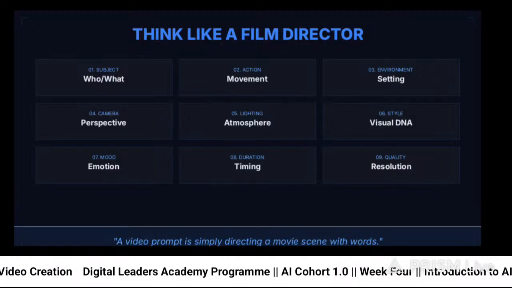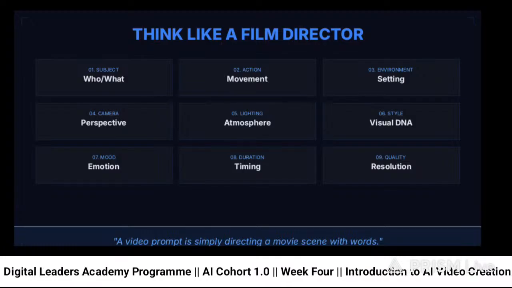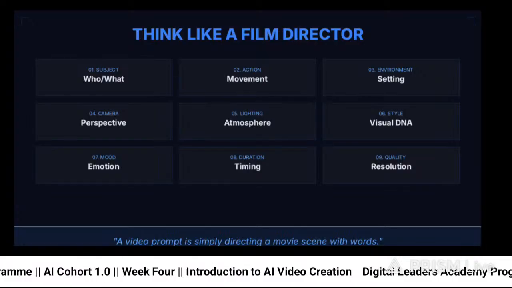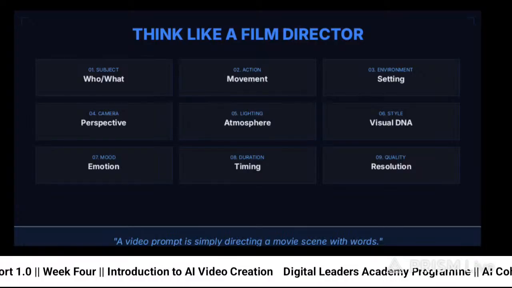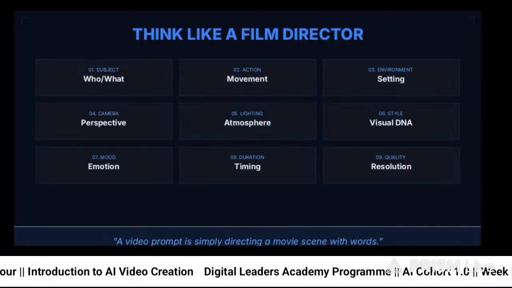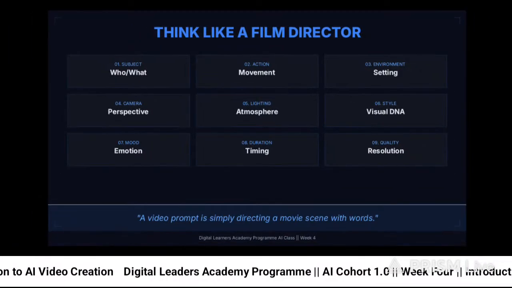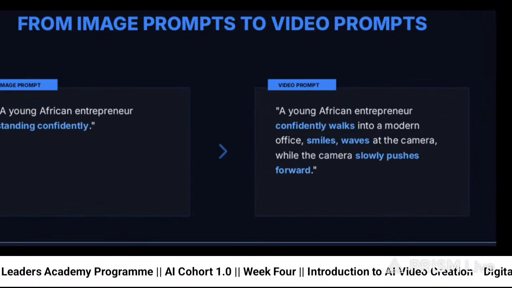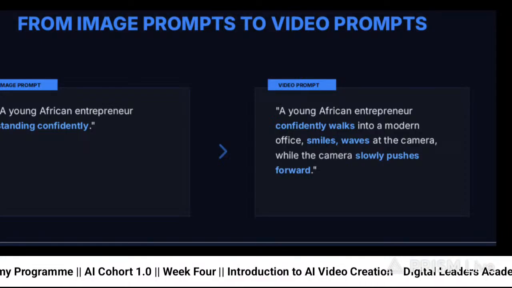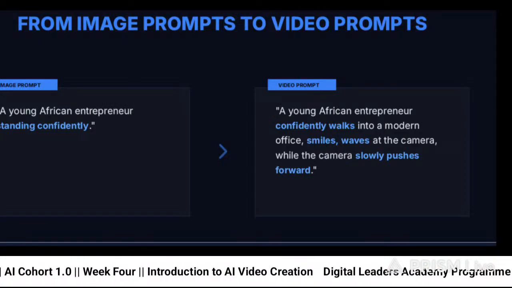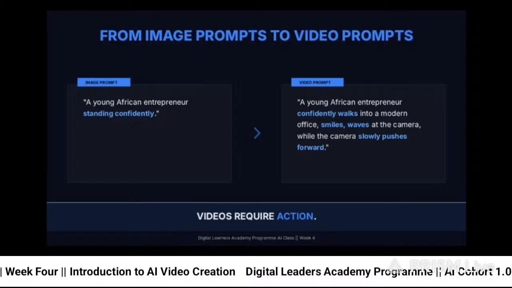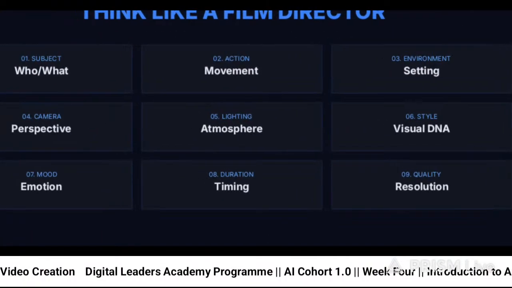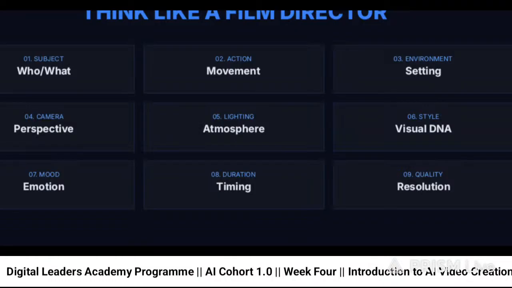The first one is the subject. What is the character in your movie or in your scene? Who is the character in your scene? That's the first thing. The next one is the action. Let me bring us back to the previous slide that says a young African entrepreneur. That's the subject. Confidently walks. That is the action. Smiles. Still the action. Waves at the camera. Still the action. So these are the things that you think of as an AI prompt engineer for video generation.